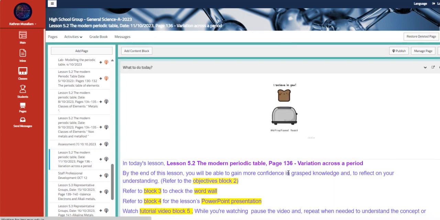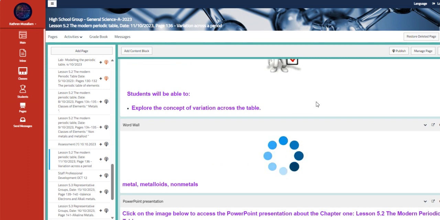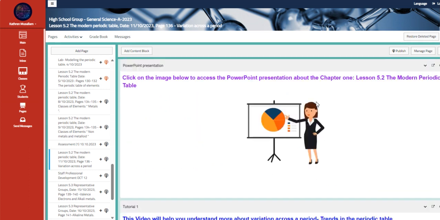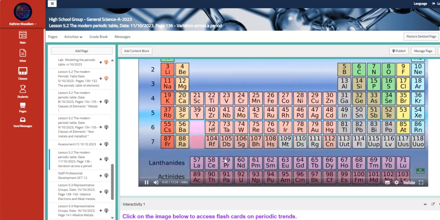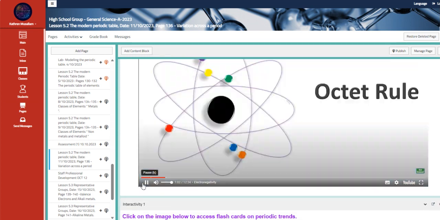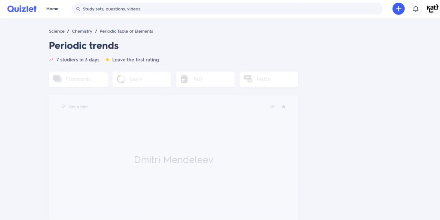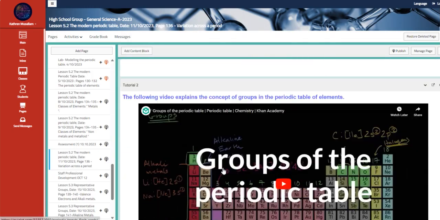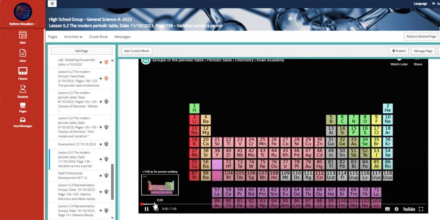Then we are going to move to the modern periodic table, which is on page 136, variations across a period. Explore the concept of variation across a table. Also, we have here the periodic table. The periodic trends of the period follow the pattern. Also we have here flashcards of the periodic table and trends. Also, we have groups of the periodic table, just a quick overview.